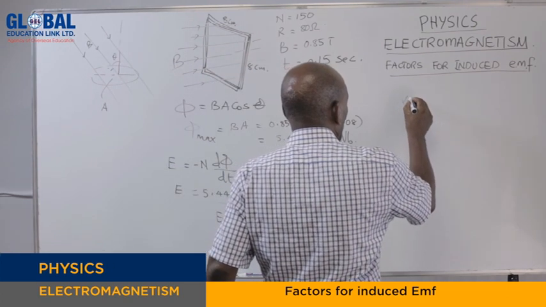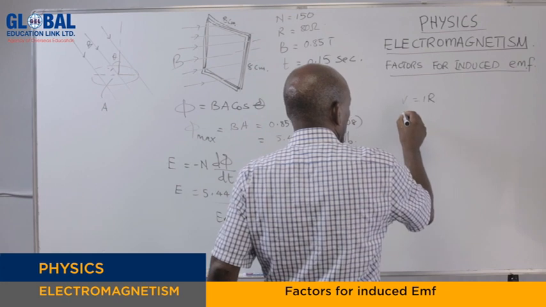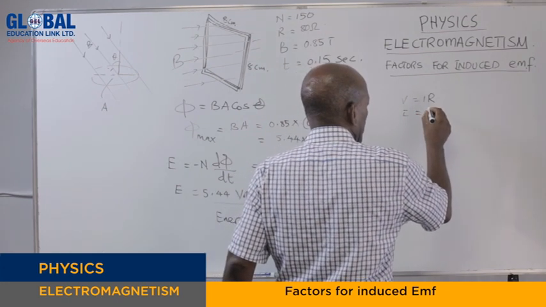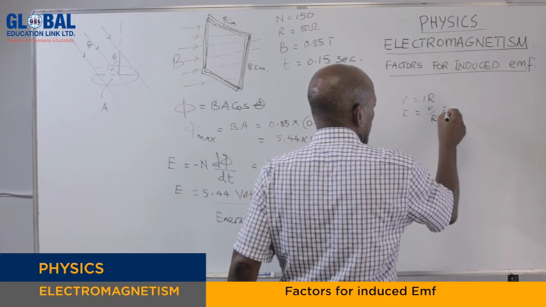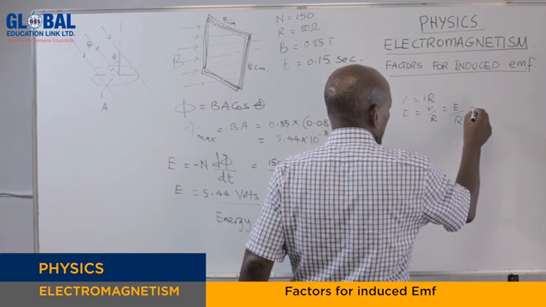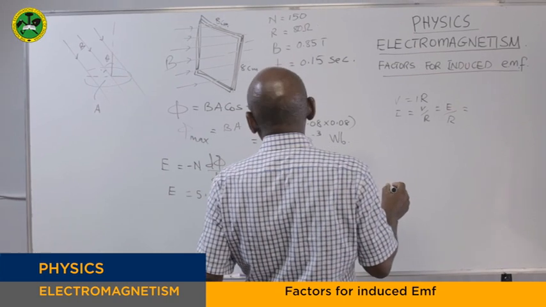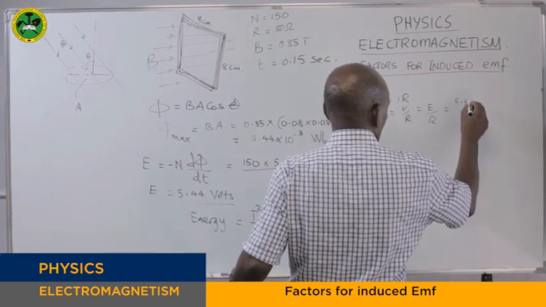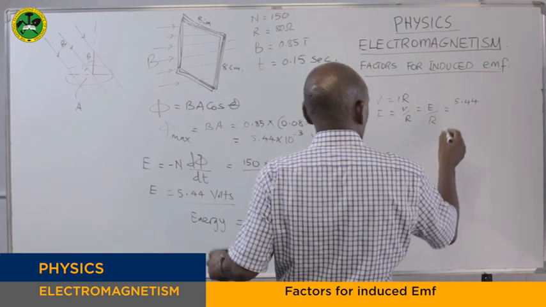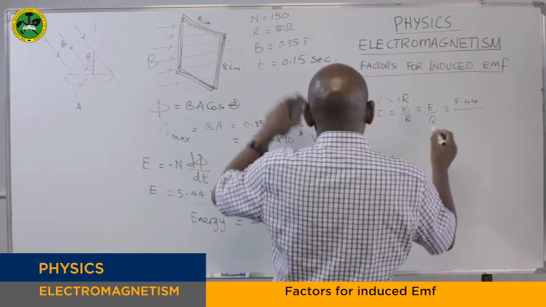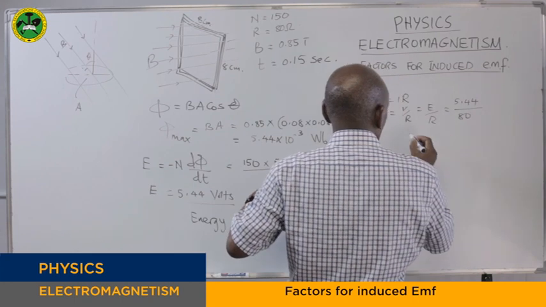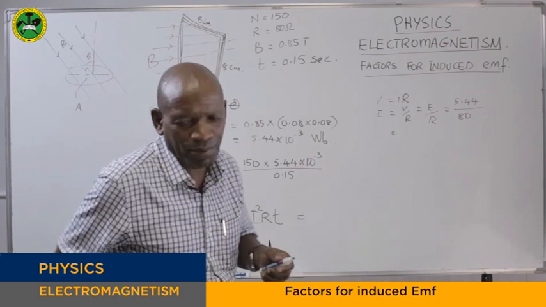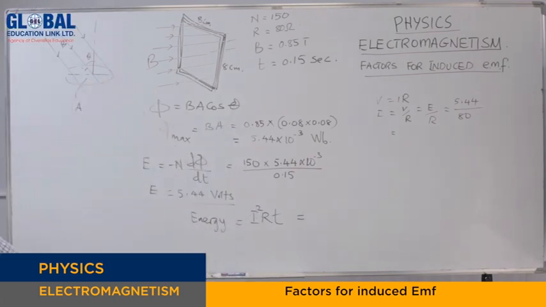From Ohm's law, we know V is equal to IR, so the current I is equal to V over R, which is the EMF divided by R. The EMF obtained here is 5.44 volts, and we divide it by the total resistance, which is 80. So this will give us the current in amperes.